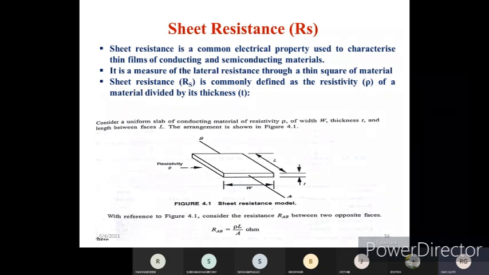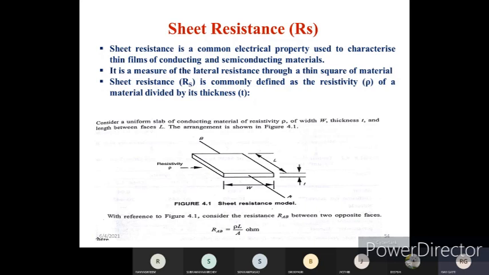So what is the resistance exerted on a current-carrying semiconductor? We need to understand that, and for that we have studied sheet resistance. So what is this sheet resistance? The sheet resistance is nothing but the resistance in a square. We are going to call it a sheet resistance.